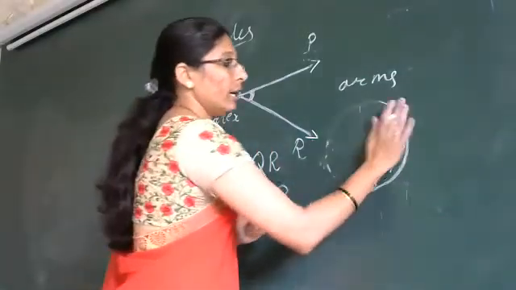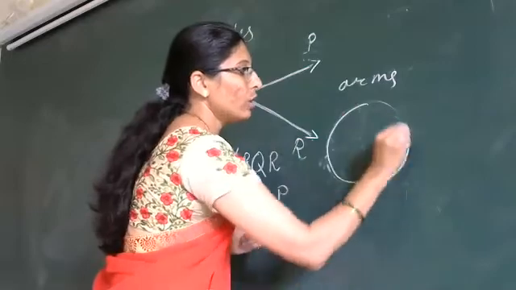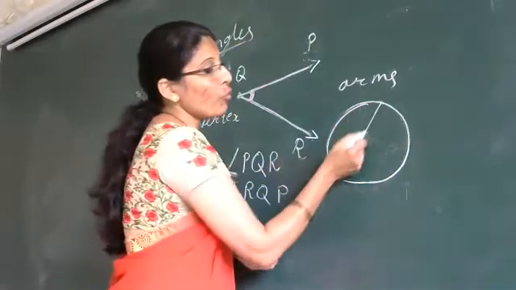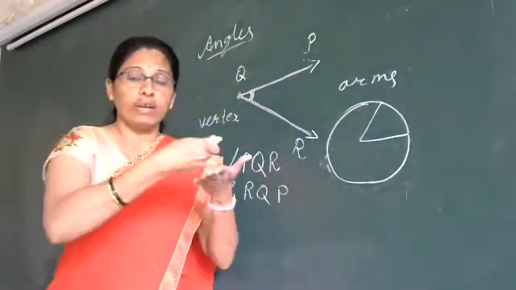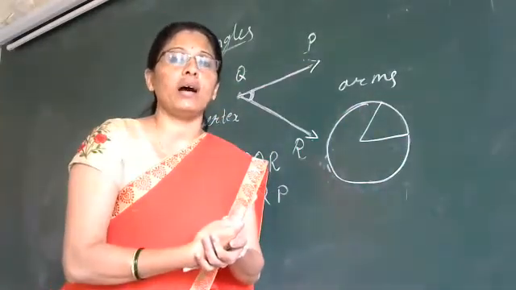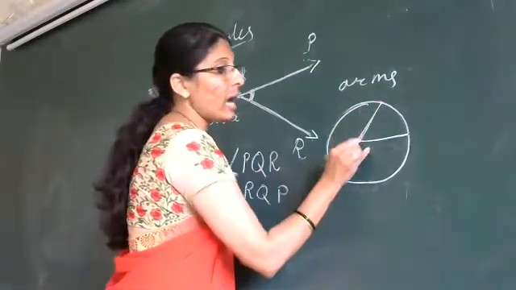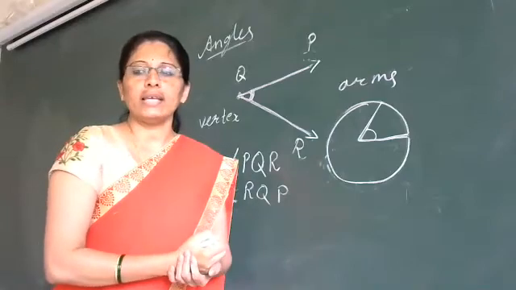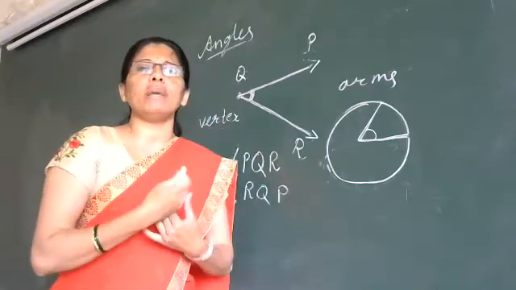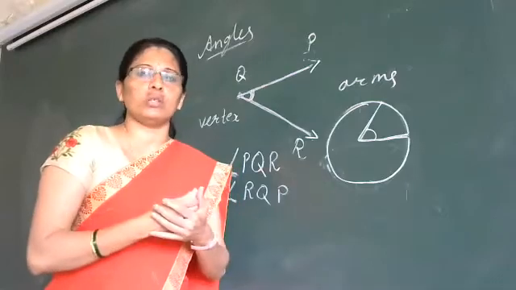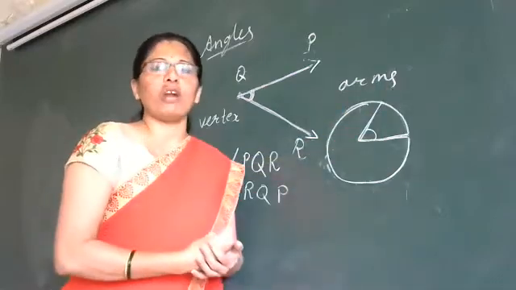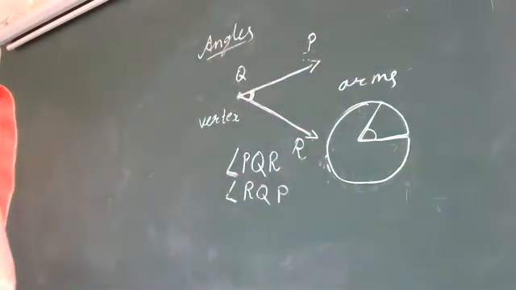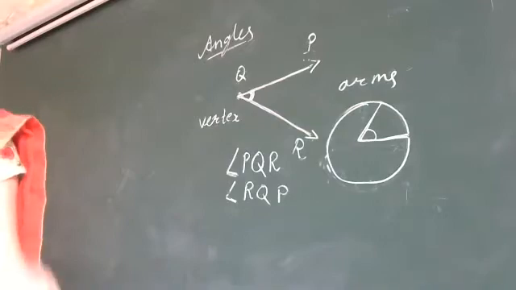One more thing. If you know, you all like pizza. Yes? When you remove one slice from a pizza, that one slice also forms an angle. Yes? So there are many examples in our day-to-day life where angles are formed. Okay? You can tell me any other example.